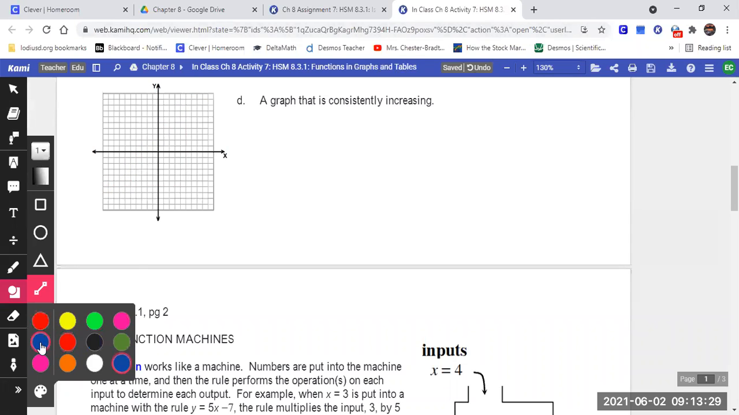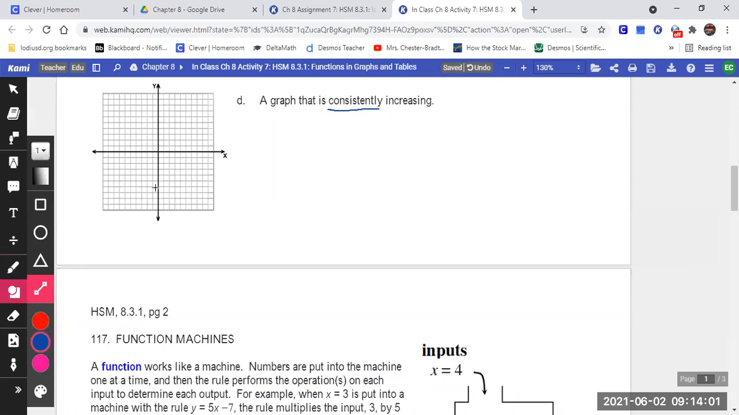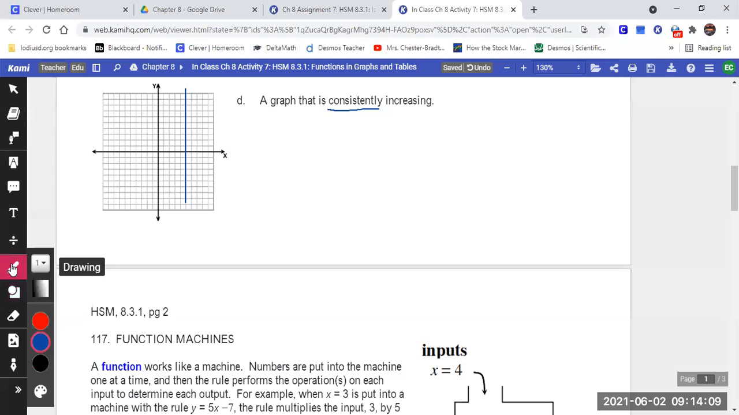I want this one to be blue. Consistently increasing, right? Could I have put it anywhere on my graph? Yes, I could. And actually, we have an error because consistently means my line's doing this. This is consistently.